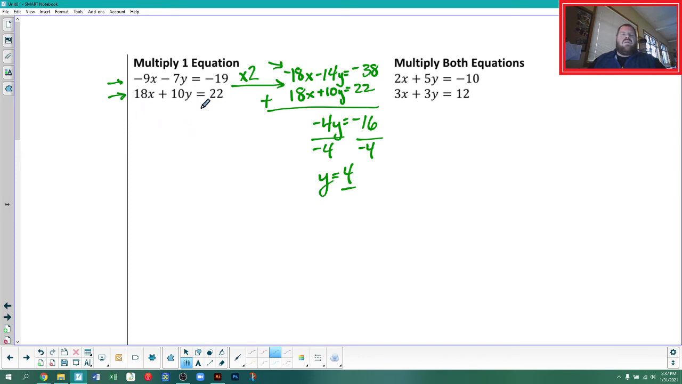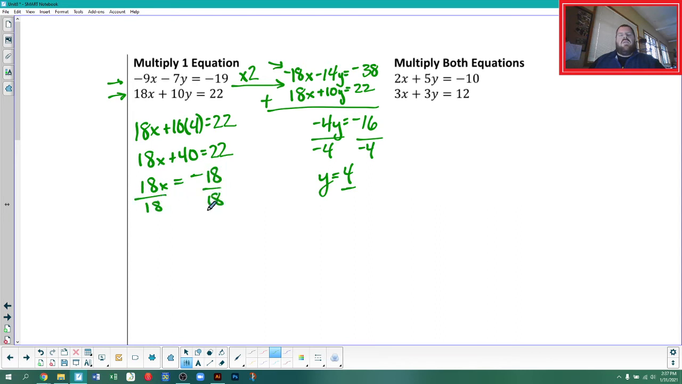I like the bottom one because they're all positive. 18x plus 10 times 4 equals 22. 10 times 4 is 40. And if I subtract 40, that's going to give me negative 18. And when I divide by 18, that's going to give me negative 1. So my answer is negative 1, 4.